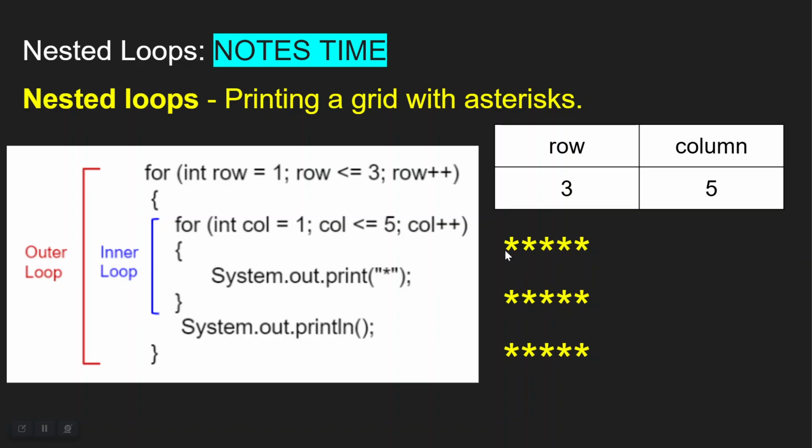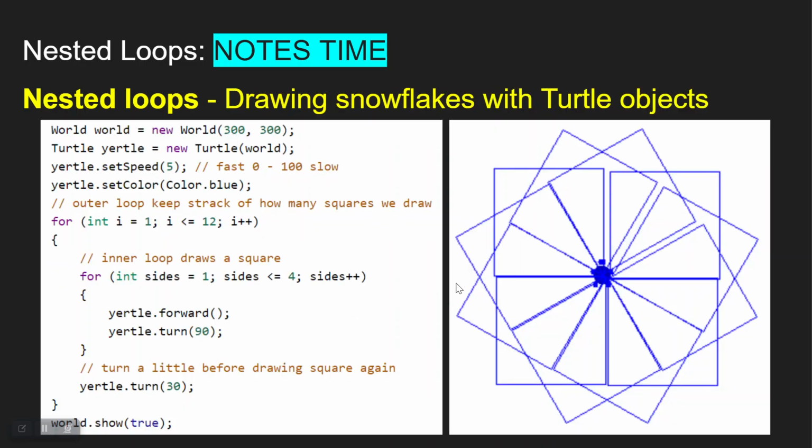So what we ended up printing was a grid, right? We printed a grid pattern of asterisks that has 3 rows, and we could think of this as 5 columns. So, that's how you would look at a nested for loop example like this and try to trace out what it's actually going to print.